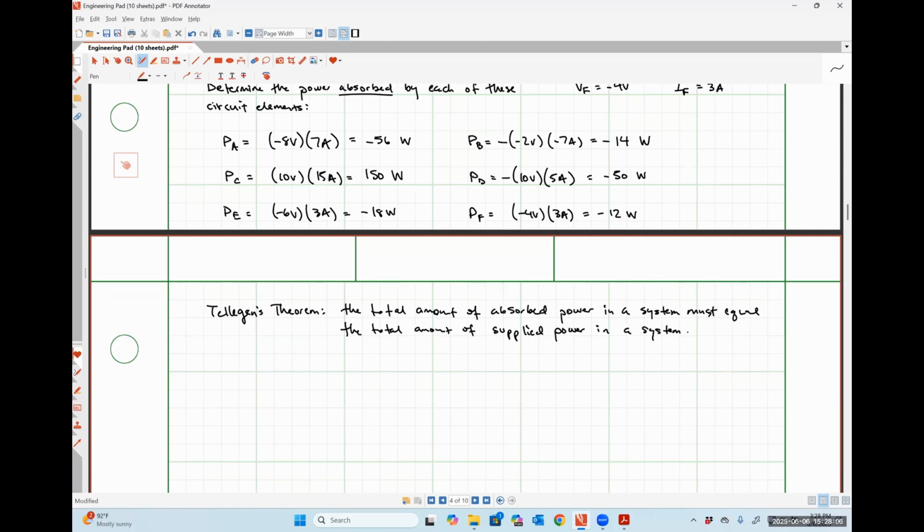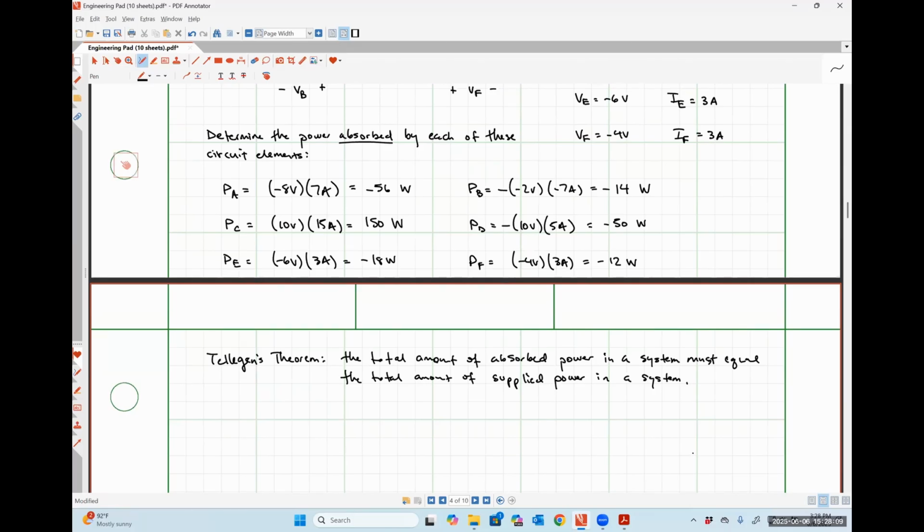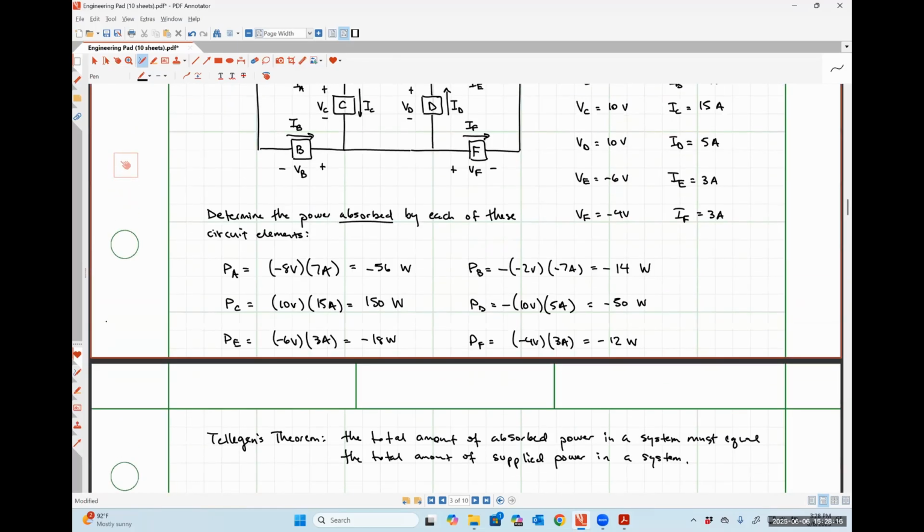So in this case, since we counted everything as absorbed, it has to equal 0 because there is no supplied power. But we could have just as easily tried to figure out how much was supplied in the system, and we would have gotten the exact same results, except everything would have been flipped by a minus sign. Or we could have said, how much absorbed power by elements A, C, and D, how much supplied power by B, E, and F, and they would have resulted in the exact same amounts as well. So essentially, Tellegen's theorem is really just a dumbed down version of the law of conservation of energy that says that energy can't be created or destroyed, so the total amount of it must be conserved.